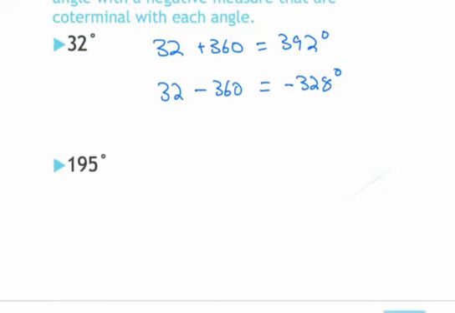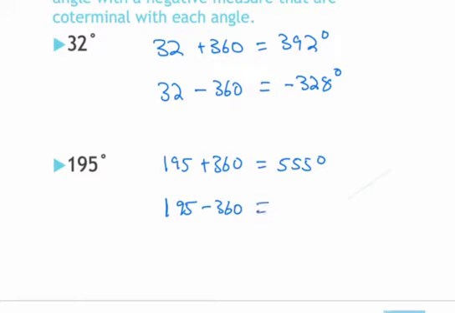So now let's consider 195. So I'm going to do 195 plus 360, and that gets us to 555 degrees. And then let's do 195 subtract 360, and that's going to get us to negative 160 degrees. So I've got positive and negative, so we're good for this question.